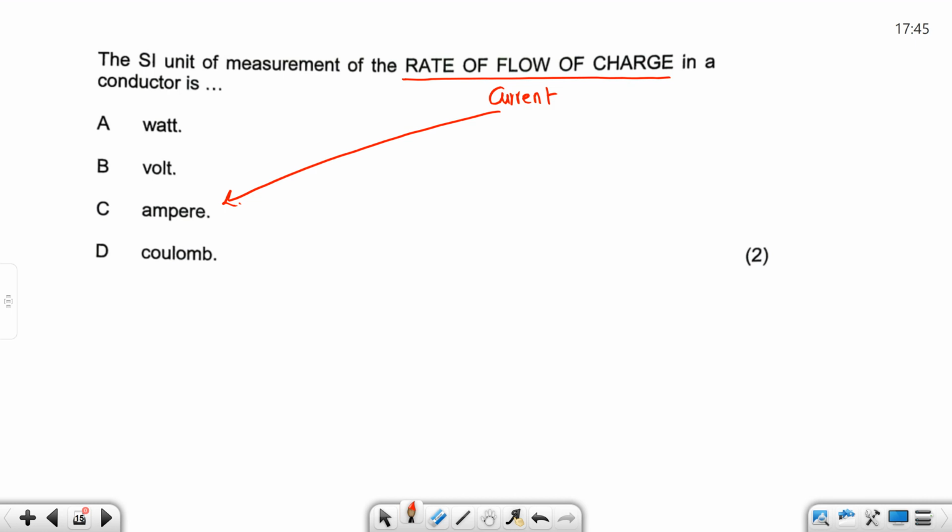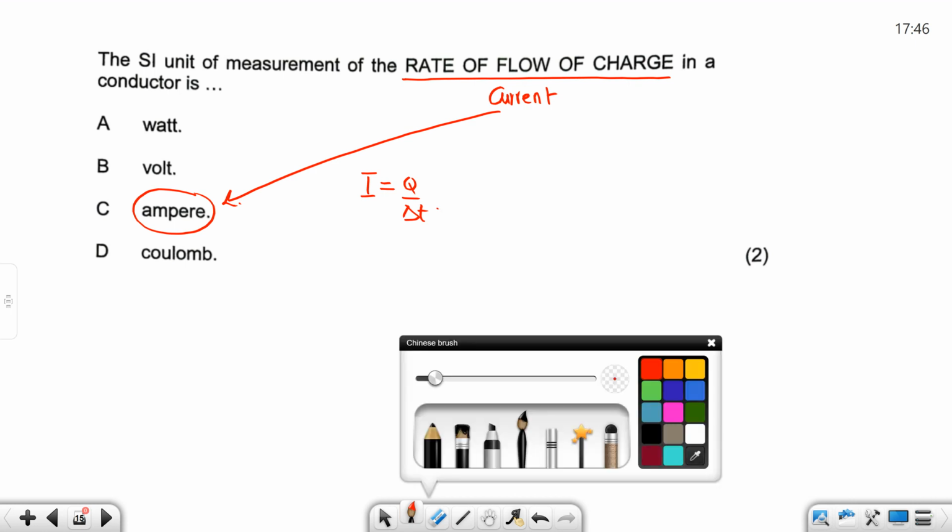You know what they would ask me here again? Which other units can we write amperes as? Is Q equal to I delta T, right? No, it's the rate of flow of charges. I equals to what? Q over delta T.